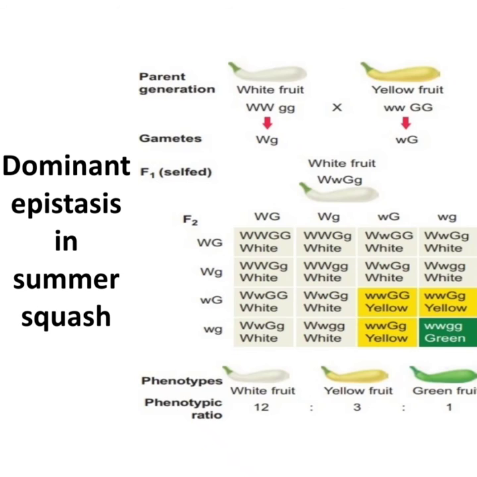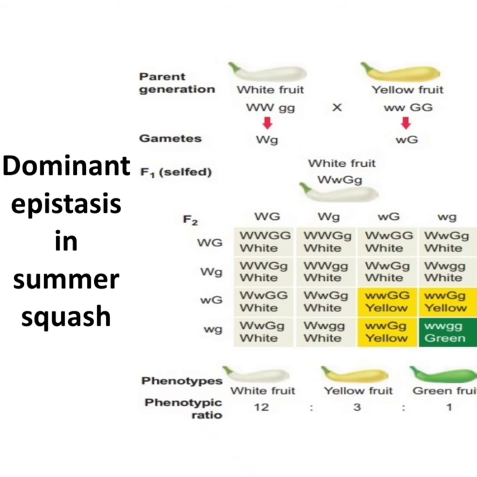Here in this image, you can see that the white fruit having the genotype capital W, small g, is crossed with the yellow fruit, small w, capital G. The gametes formed by the white fruit are capital W and small g, and the gametes formed by the yellow fruit are small w and capital G. The F1 generation obtained is heterozygous, capital W, small w, capital G, small g. Since capital W is present, the fruits are white.